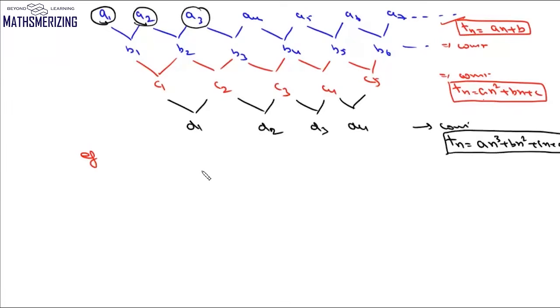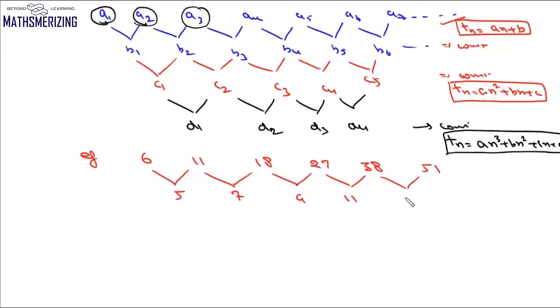Suppose we need to find the nth term and the sum of the first n terms of the sequence 6, 11, 18, 27, 38 and 51. Now what is the difference? 11 minus 6, 5. 18 minus 11, 7. 27 minus 18, 9. 38 minus 27, 11. 51 minus 38, 13. Now this series is not constant but an AP. Now if we take the difference again, 7 minus 5 is 2. 9 minus 7 is 2. 11 minus 9, 2. 13 minus 11, 2. So here the difference of the difference is constant.